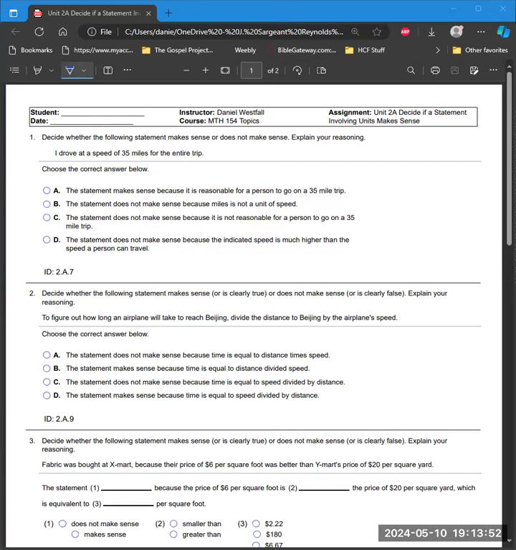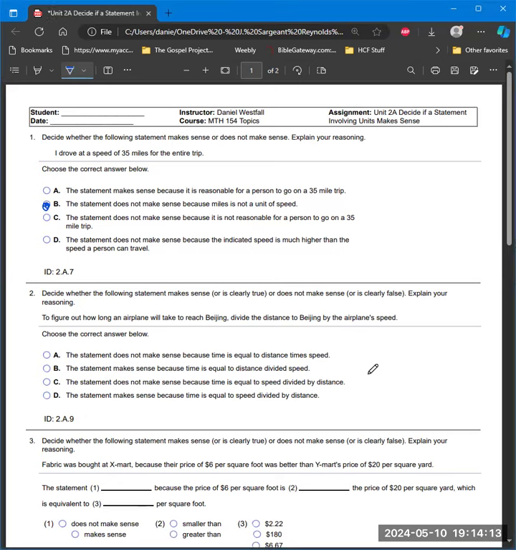In this video, we're going to decide if the statement involving units makes sense. Let's decide whether the following statement makes sense or does not make sense and explain your reasoning. I drove at a speed of 35 miles for the entire trip. That does not make sense because miles is not a unit of speed.